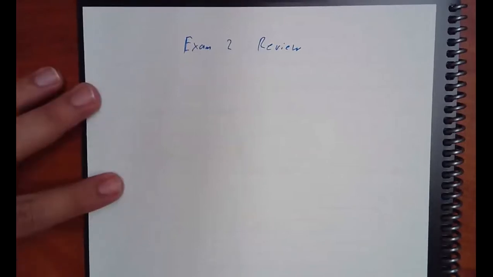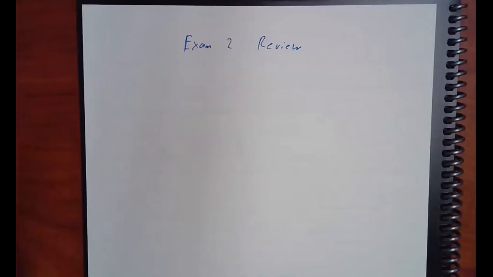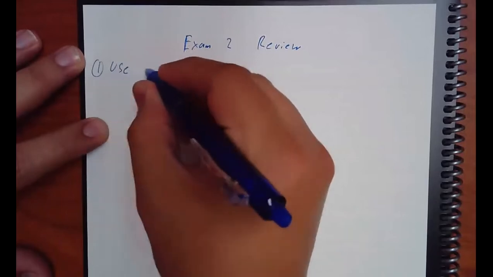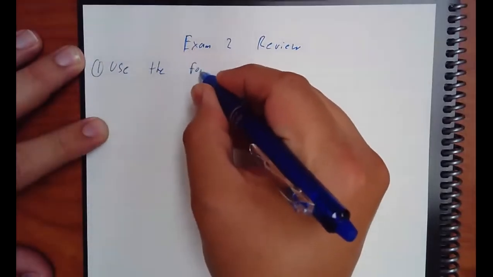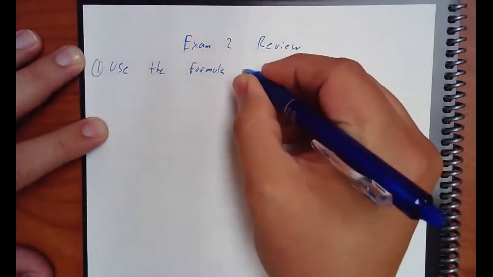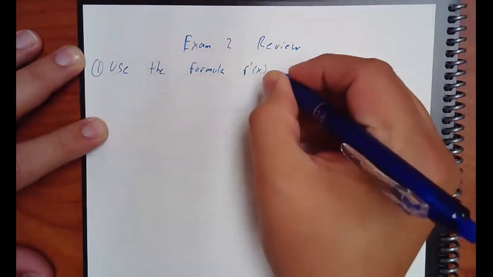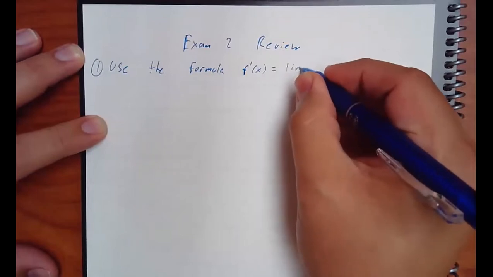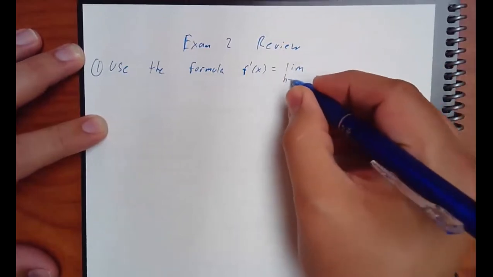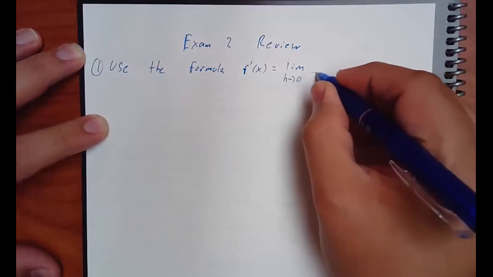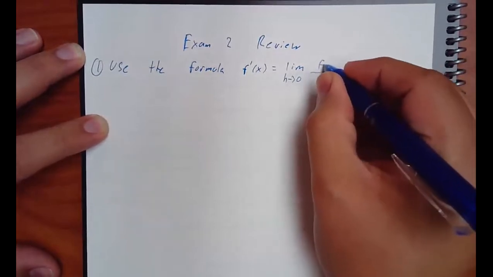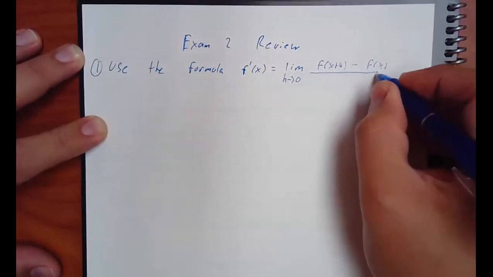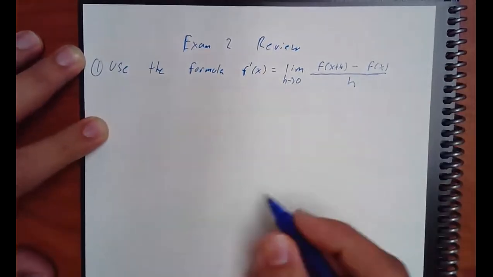There'll be one question where you have to find the derivative using the limit idea. So that'll be number 1. Use the formula for the derivative, which is the limit of f of x plus h minus f of x over h. Okay, so we're going to have to use this.